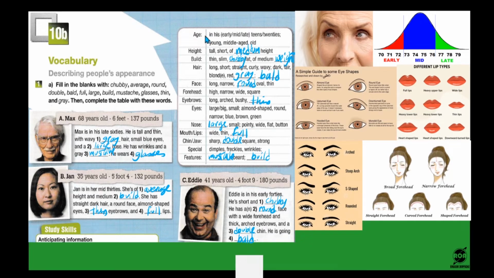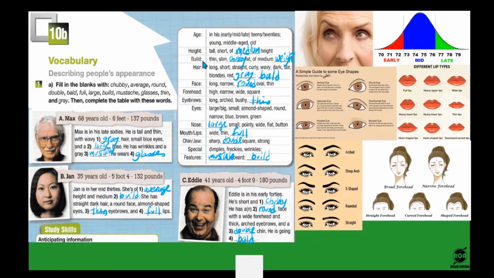Notice that for the age you can describe using this parameter here. Okay, you can also say young, middle-aged, old. For the height, which is how tall a person is, you could say tall, short, of medium height. And build refers to how fat you are. And so here you have thin, slim, chubby, fat, of medium weight.